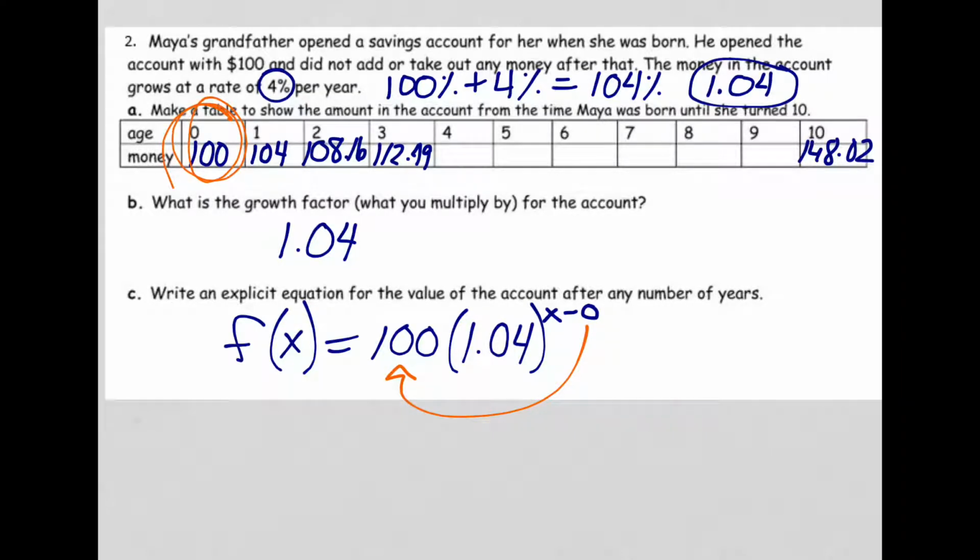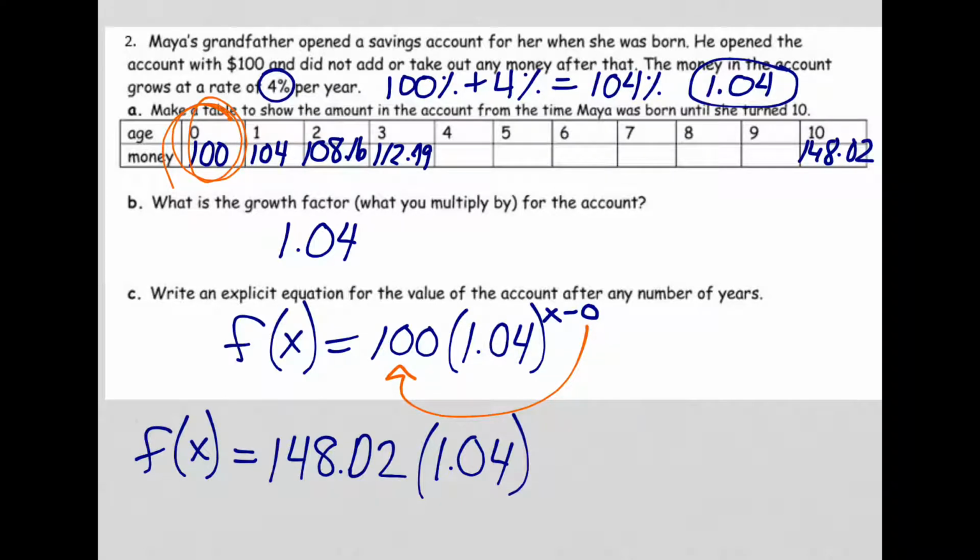Could we write a different explicit equation? Absolutely. I'm going to write another one just in case you want to remember how to do this. Let's use the 10th term. 148.02 is my 10th term. It's still going to be 1.04 because that's still my growth factor, but then this would be x minus 10 because I was using the 10th term to write the equation. And you could use any term you want as long as you write the index for it, like, which term am I using up there in the corner.